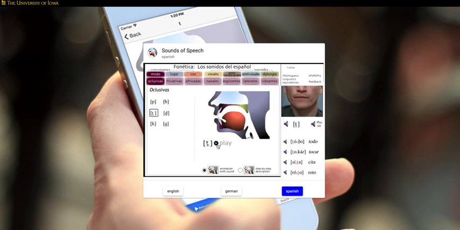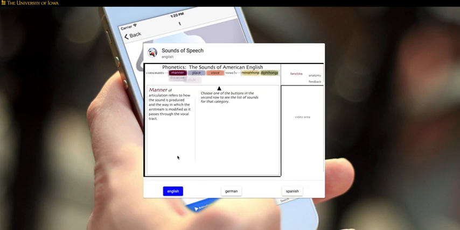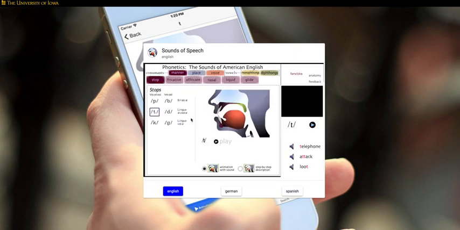The T, the tongue, is touching behind the two front teeth. That's why we say in Spanish T and D are dental, and in English T and D are alveolar.